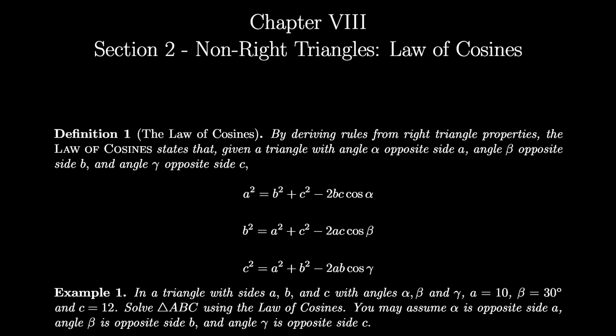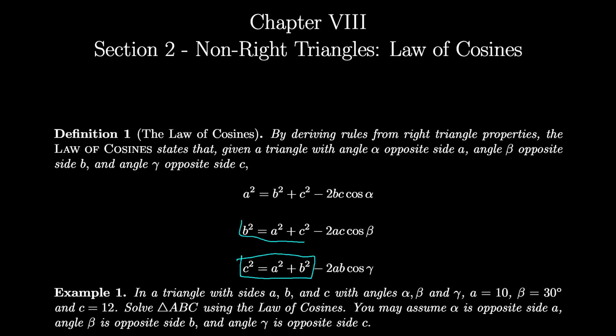Let's talk about 8.2, the law of cosines. By deriving rules from right triangle properties, the law of cosines gives that, for a triangle with angle alpha opposite side A, angle beta opposite side B, and angle gamma opposite side C, there are three different parts, just like the law of sines. You may notice this first part, especially for this one down here, looks very, very similar.